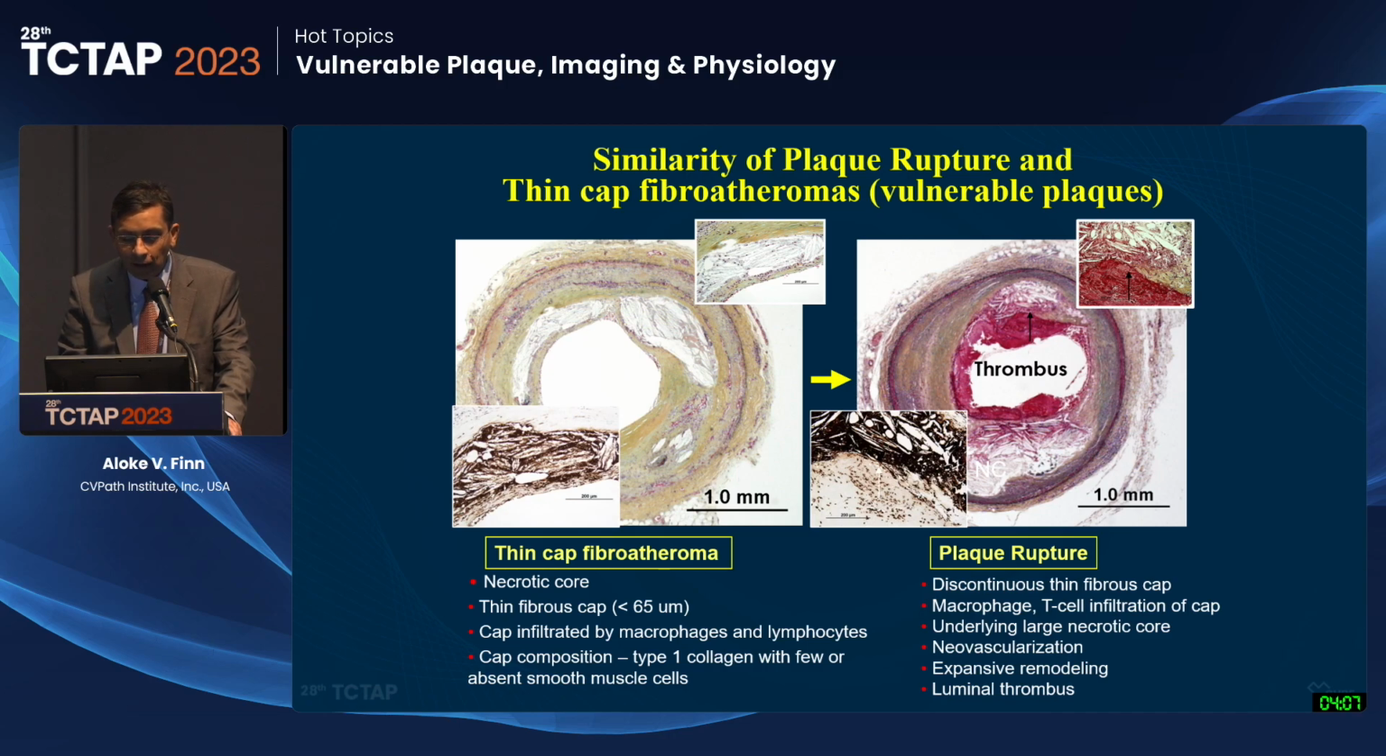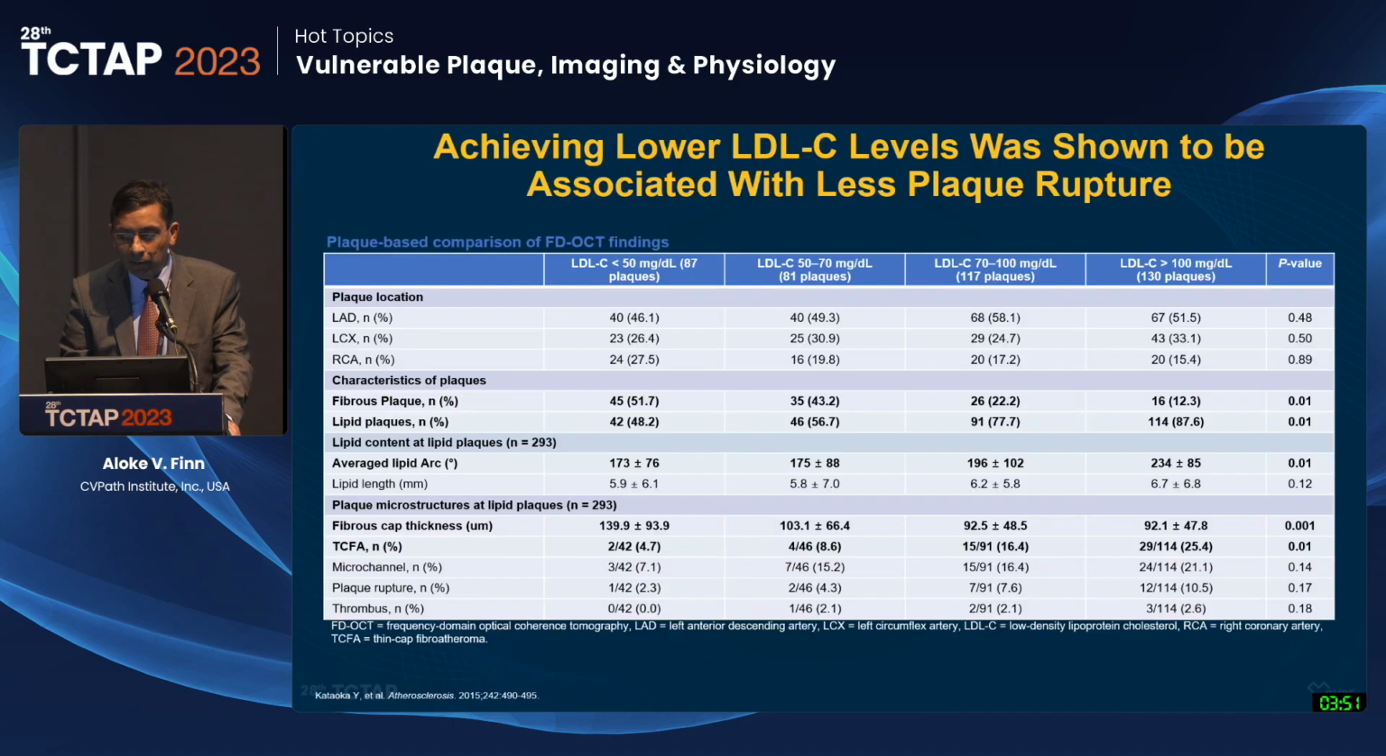There's a thin fibrous cap, there's a large necrotic core, there's a cap infiltrated by macrophages with cap composition of type 1 collagen, and we really do think that this goes on to cause plaque rupture, but we have really no in vivo evidence clearly linking these two phenomena.